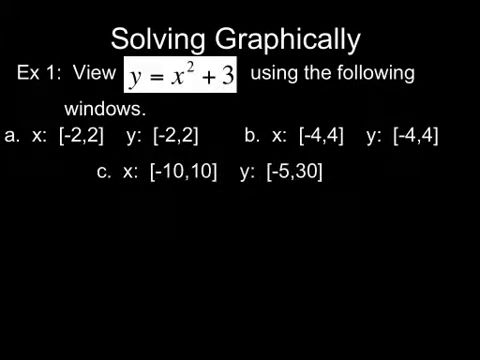We're going to use first of all an x minimum value of -2 to 2 and a y minimum value of -2 to 2. Then after we've looked at that, we're going to change the windows for x to -4 to +4, same thing for y. And then the third window is going to be for x values from -10 to 10 and for y values from -5 to 30. We're just trying to get an idea of which one is going to give us a better picture of what's actually going on with that particular equation or function.